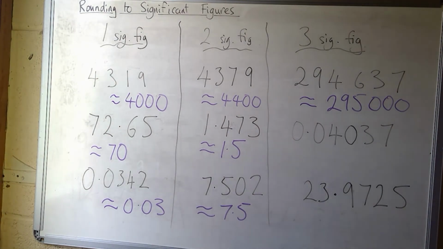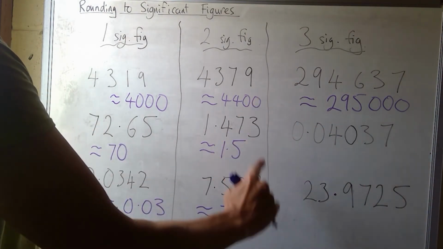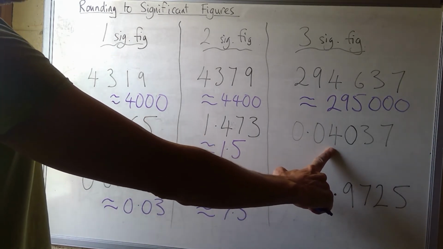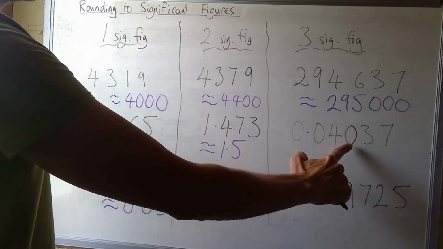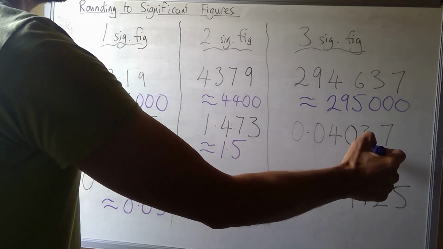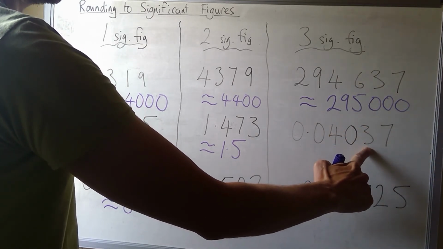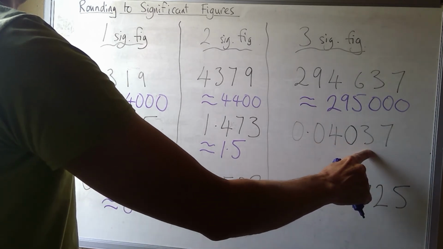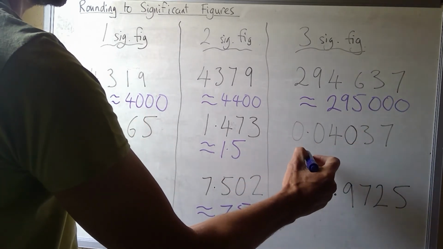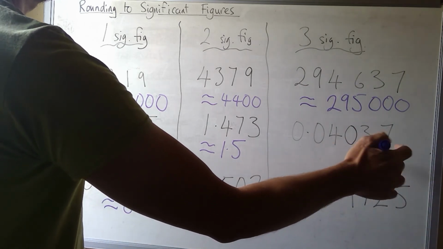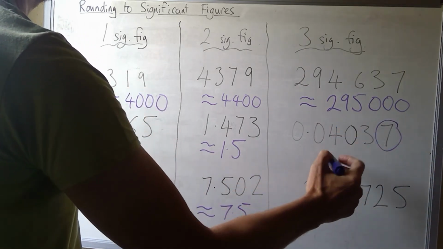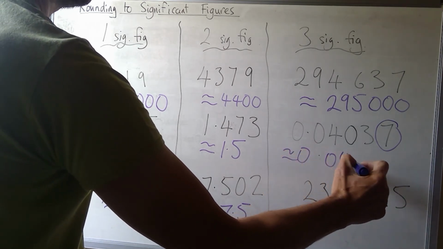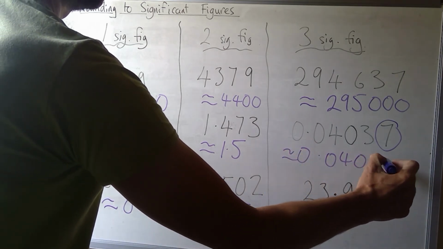With this one, third significant figure, that's the first. Once we've had a significant figure, zeros do count. So I've got the first, the second, and the third significant figure. So I'm going to round it off here, which is actually the tenths, hundredths, thousandths, 10,000ths column, or the fourth decimal place. And that 7 here will make this round up to 0.0404.